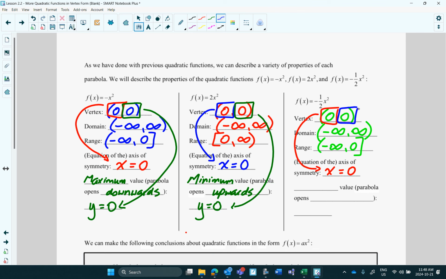For minimum or maximum, I go to the y vertex. It's going to be y equals 0, but does it have a maximum or minimum? Maximum, because it opens downwards. Okay.